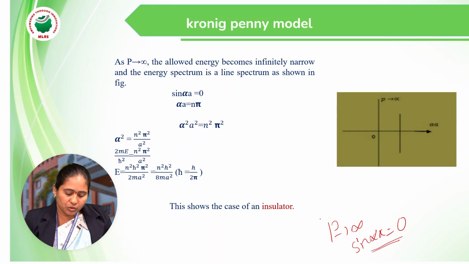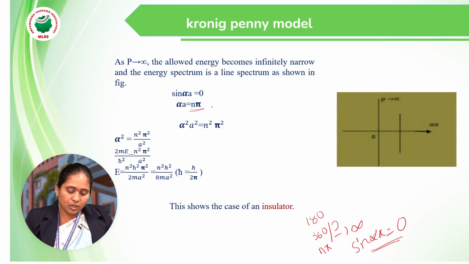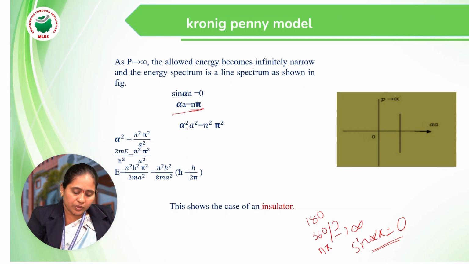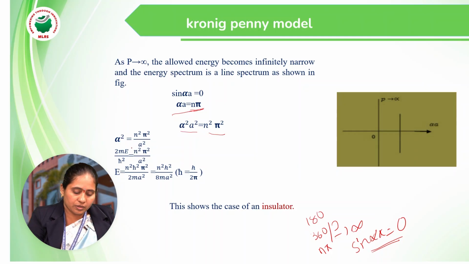When sin theta values are 0, for 180 it is 0, for 360 it is 0. So for all integer multiples of pi, the value will be 0. So theta value should be n pi. So alpha square a square is equal to n square pi square. Alpha square is equal to n square pi square by a square. Alpha square is 2mE by h cut square, equal to n square pi square by a square.